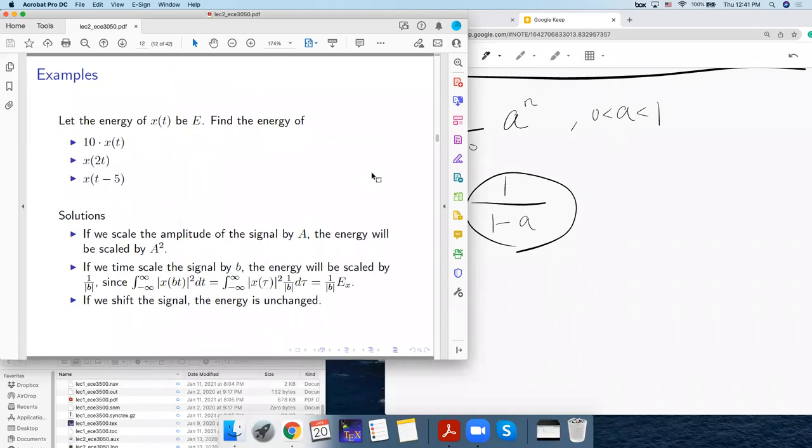Yeah, and then let's look at this problem. So we are given that the energy of a signal x(t) is given to be capital E. Now, what is the energy of the following signals? And these signals are variants of the original signal. For example, the first signal is a scaled version of x(t). It's 10 times x(t).